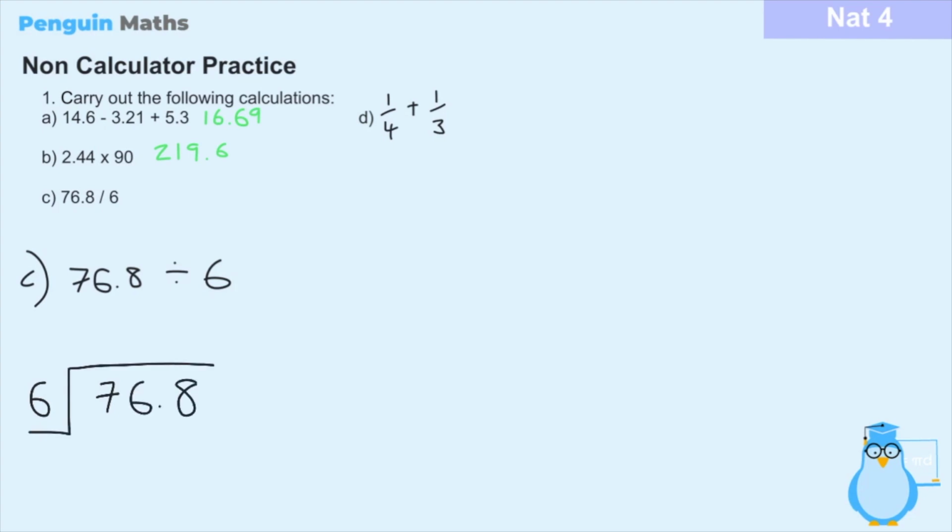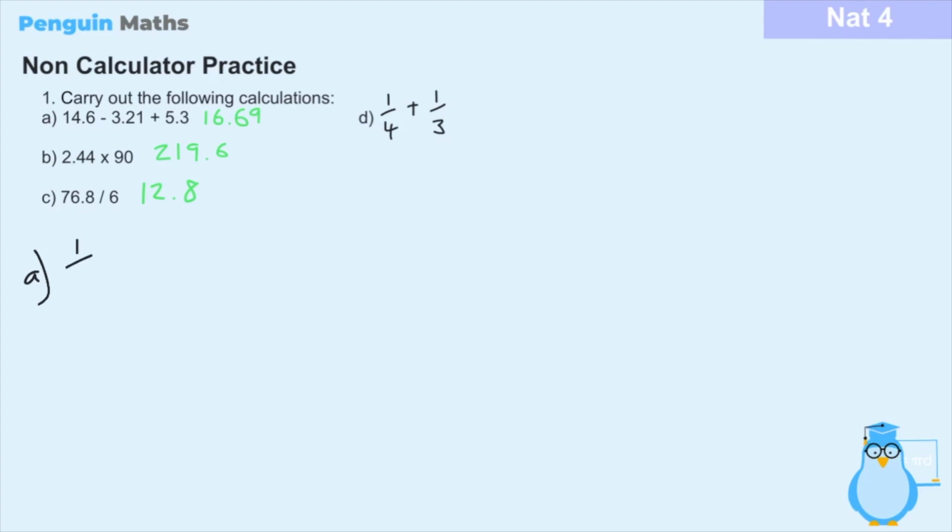So we have 76.8 divided by 6. Now we can say 6 goes into 7 once with 1 left over, and then 6 goes into 16 twice, because 6 times 2 is 12, and that means that there's going to be 4 left over, and then 6 goes into 48 8 times perfectly, because 6 times 8 is 48. So that means that our answer for part C is equal to 12.8.